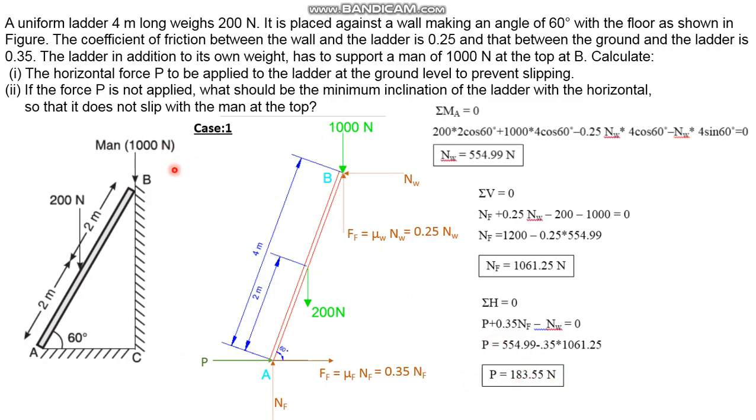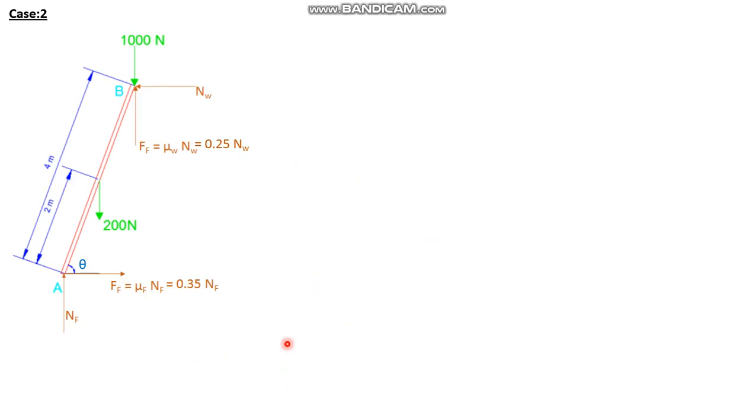Next, in case 2, what is given is that P is not there, and instead of 60 you have to take it as theta. So case 2 is the horizontal force is not there and theta is unknown. First thing is, if you take summation of H equal to 0, that is 0.35 NF minus NW equal to 0. Therefore NW is equal to 0.35 NF, we will get it.